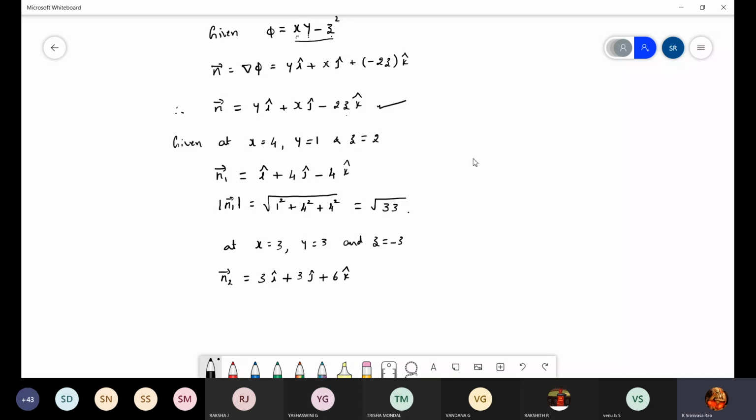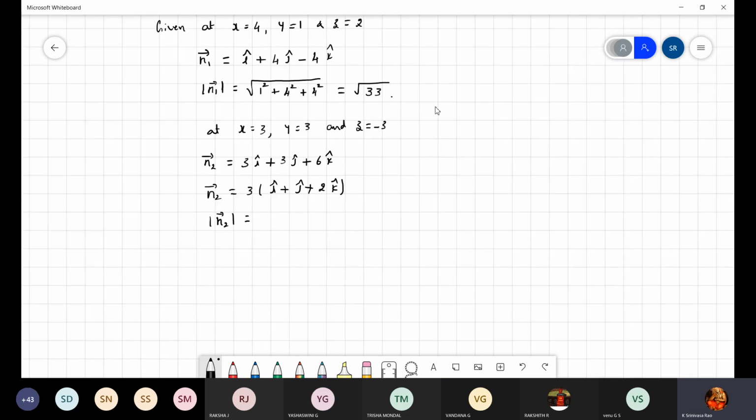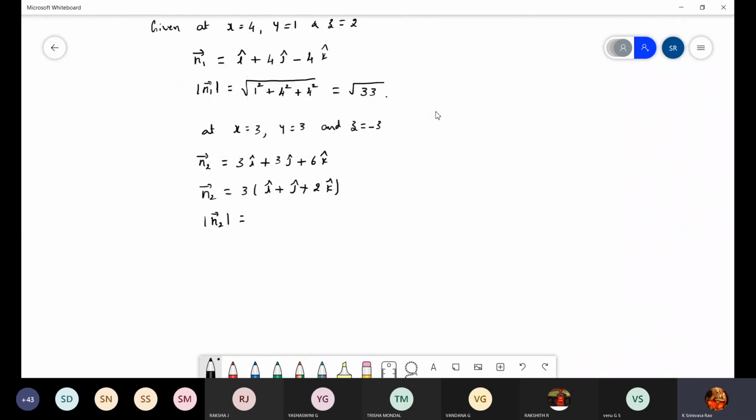Okay, so since 3 I can take common, because to calculate the magnitude it gives a big number, so better you can take 3 common, then you can calculate its magnitude. 3 I can take common, you will get i cap plus j cap plus 2 k cap. So magnitude of n2 equals 3 into square root of 1 square plus 1 square plus 2 square, which is 4.